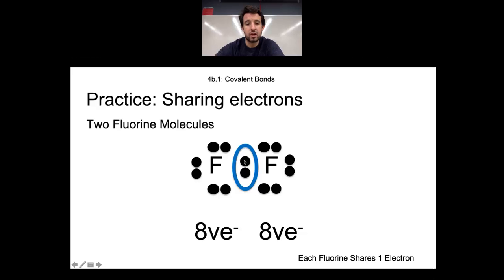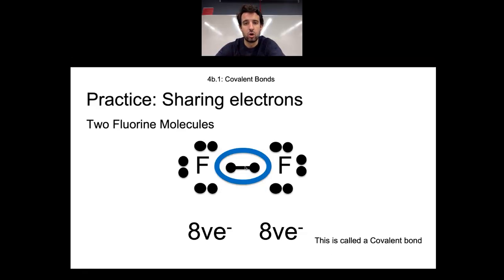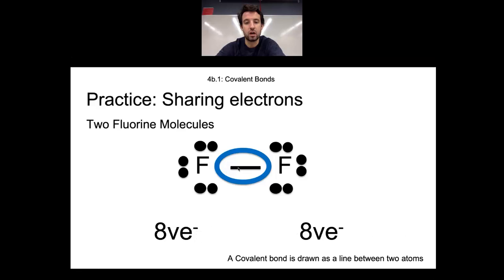What you'll notice here is that each fluorine is sharing 1 valence electron, and this little blue circle is just highlighting to show you that these 2 electrons are what we would consider a covalent bond. However, it's not how we would draw a covalent bond. Instead, we kind of put a line in between these 2 atoms, and then we get rid of the dots here. So you take 2 dots, you kind of erase them, and then you draw a line in their place.